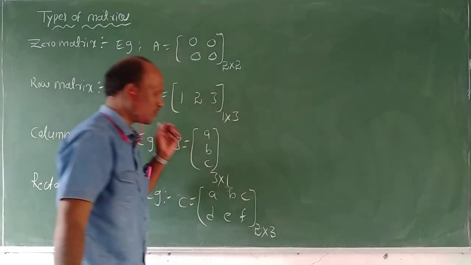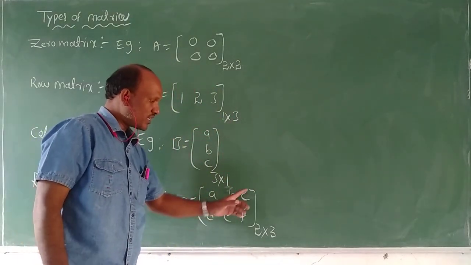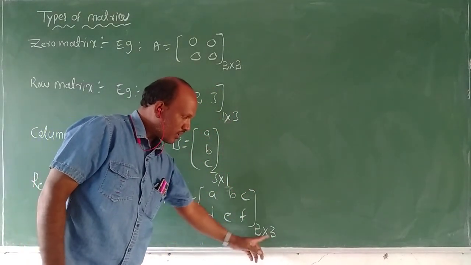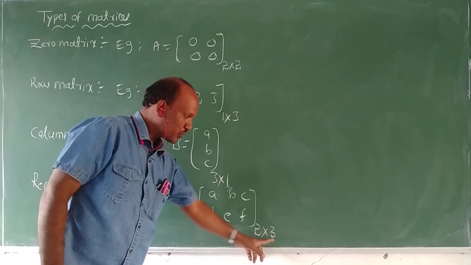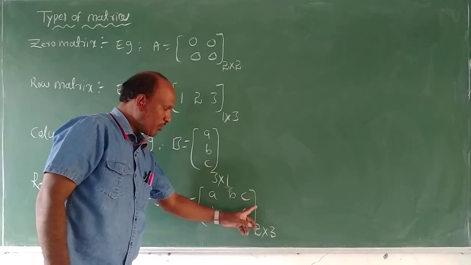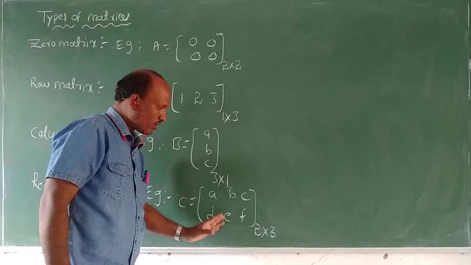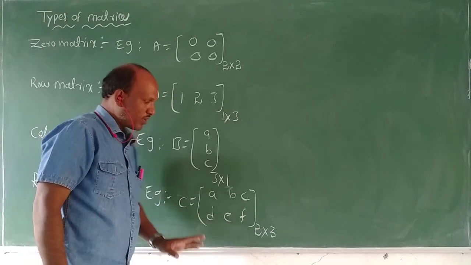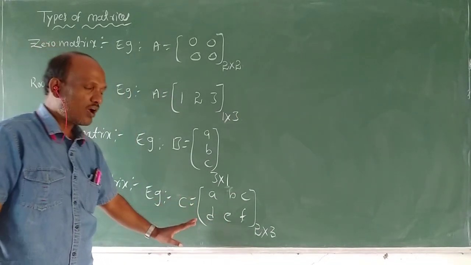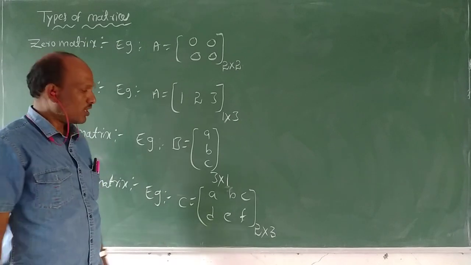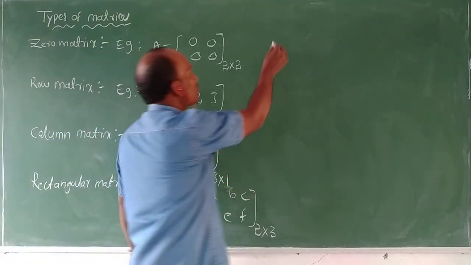Number of rows is not equal to number of columns. 2 into 3. Okay. Number of rows, 2 is there. Number of columns, 3 is there. Number of rows is not equal to number of columns is called rectangular matrix. Next, square matrix.